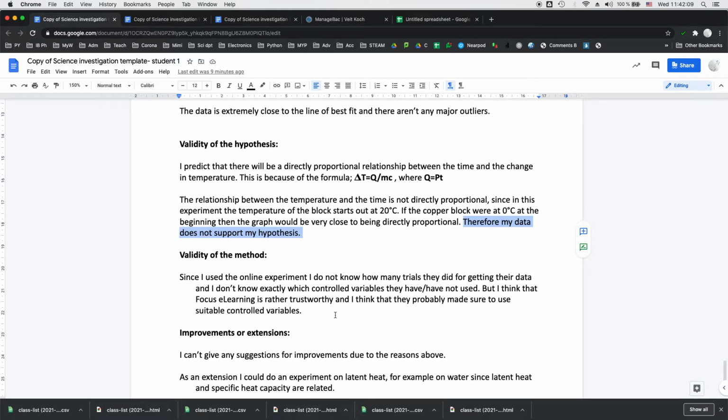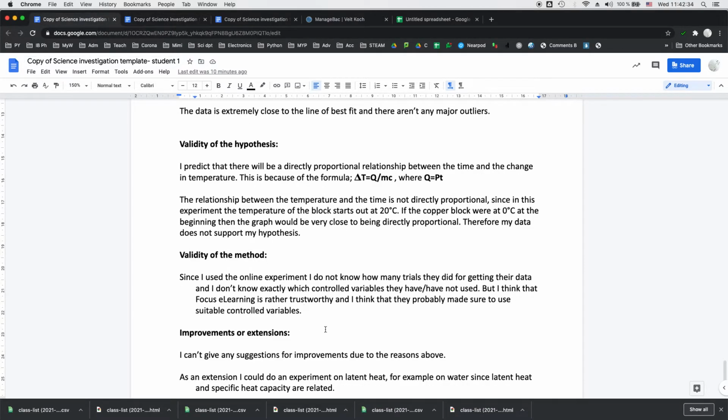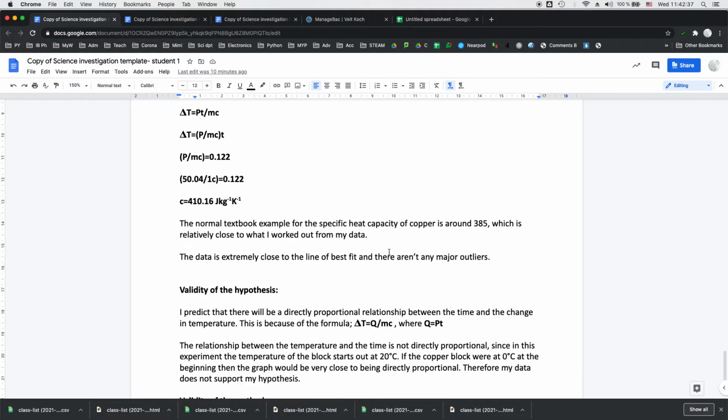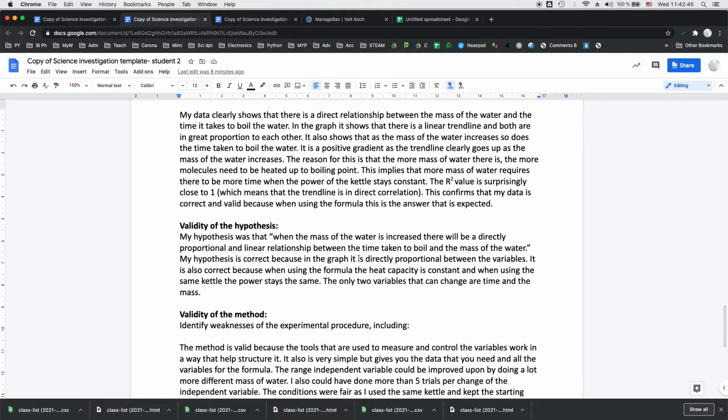Since I use only, the first student says, since I only use, okay, this is very short. Of course, there can't be much said here because if you use a simulation, then you can't actually get any error, so it's a bit hard to talk about the validity of the method. Still, there could be a comment in terms of the calculated specific heat capacity, and that it is a little bit off. That would be good in this context. Let's have a look at the next one.